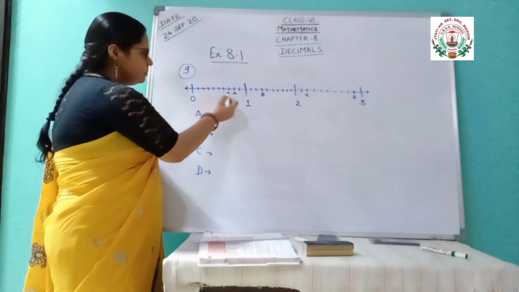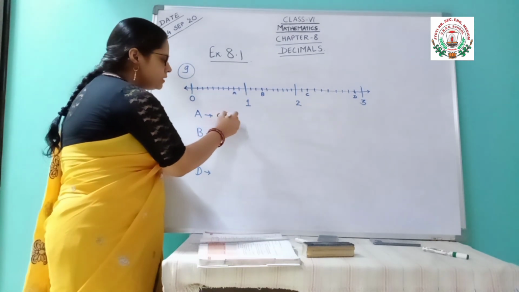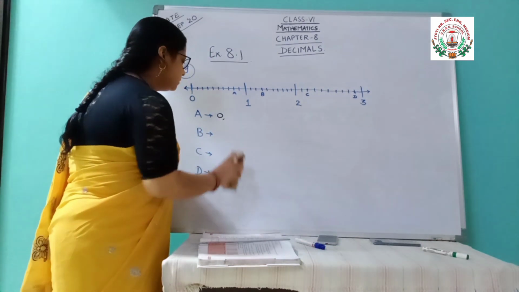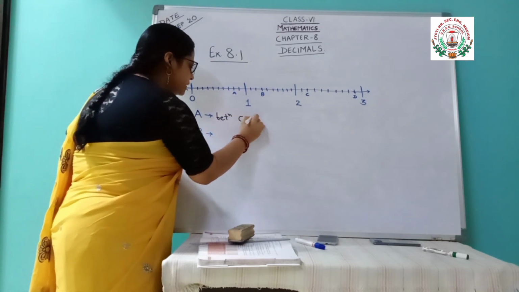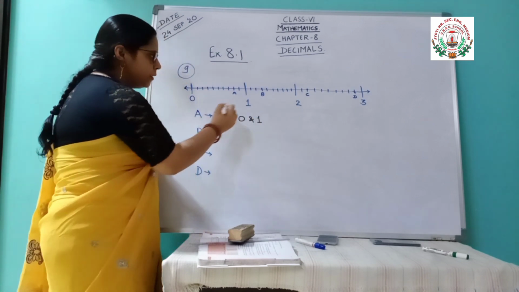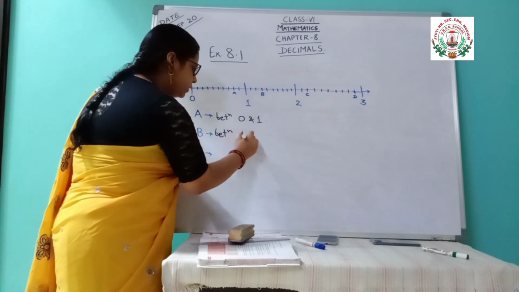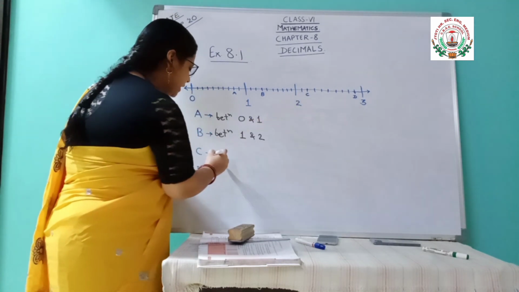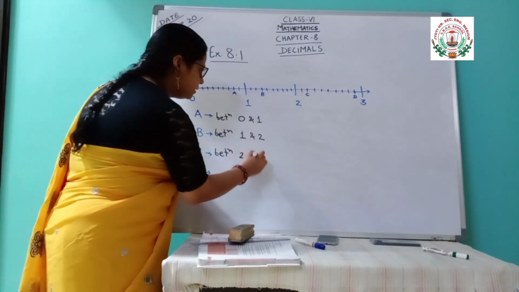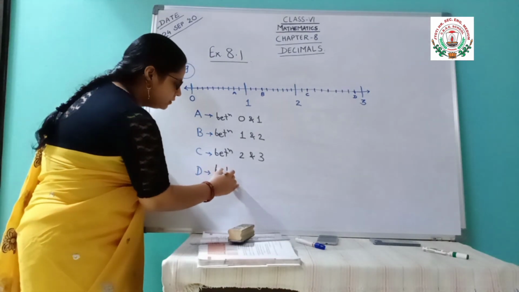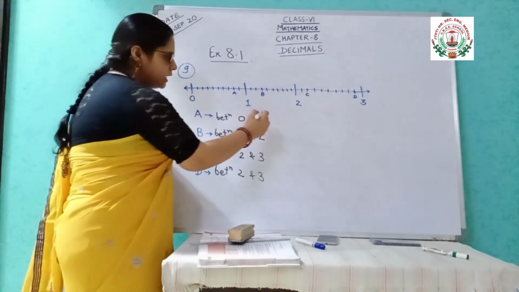Okay, now we will see between which two whole numbers point A lies. A lies between 0 and 1. So first we will write down between which two numbers each point lies. B lies between 1 and 2, and C lies between 2 and 3, and D also lies between 2 and 3. Okay, here we understood between which two numbers they lie.